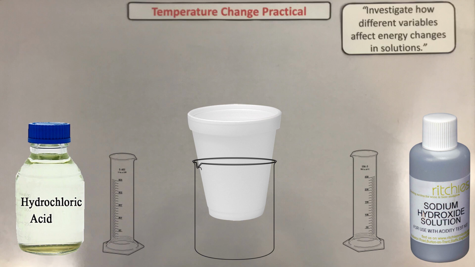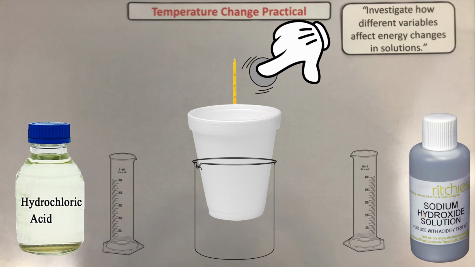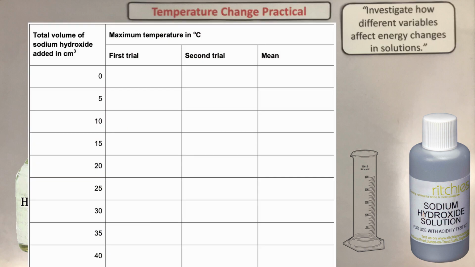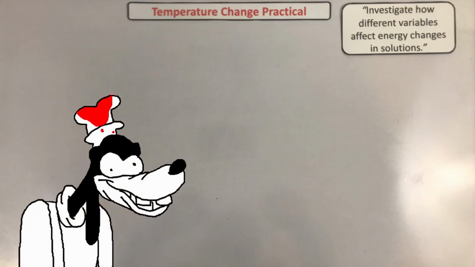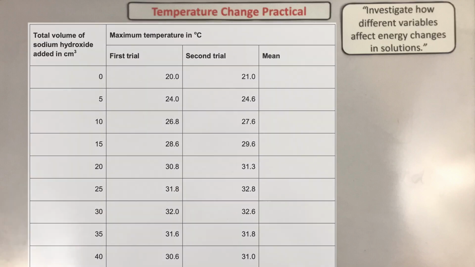Your cup lid should also have a hole in it where your thermometer can stick out through, so you can monitor the temperature as the reaction goes on. When the temperature stops rising, you record this temperature and repeat with the different volumes of sodium hydroxide. After you've done your final test, you do it again. This is so you can work out a mean.